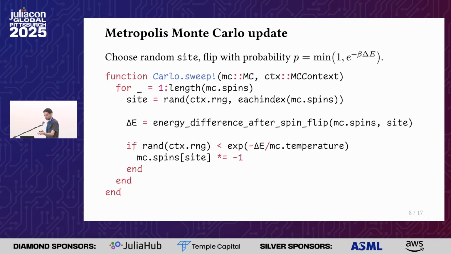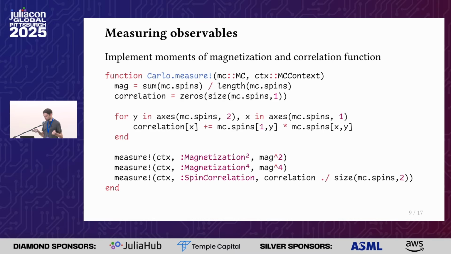And then the Carlo function we need to implement for this is Carlo.sweep, and sweep is basically Monte Carlo jargon for do enough updates so that you significantly change the configuration. So we repeat this Metropolis update as many times as there are spins in the lattice. And you see here, choose a random site, calculate the energy difference, and if we have to, we flip the spin. Yeah, that's the sampling done, okay.